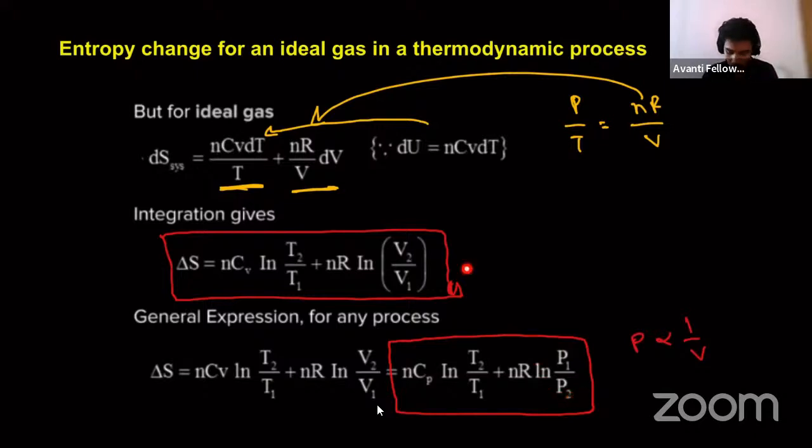Just if you remember this formula, the rest of the entropy forms can be given whenever isobaric is asked, or isochoric or isothermal is asked. Okay, just how to rearrange, we'll be seeing.